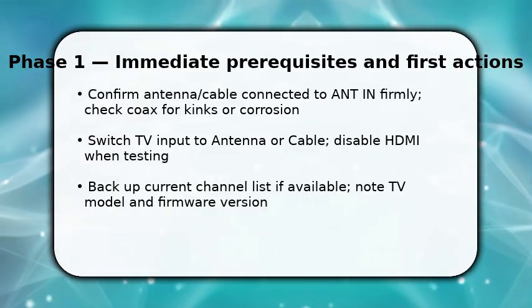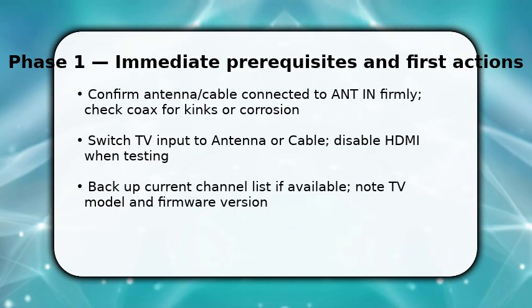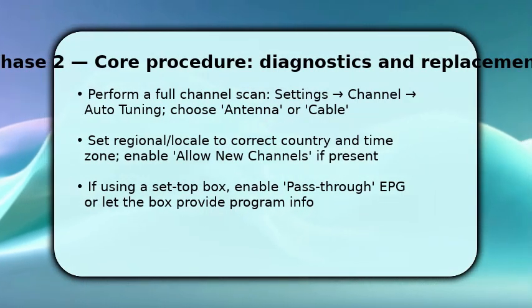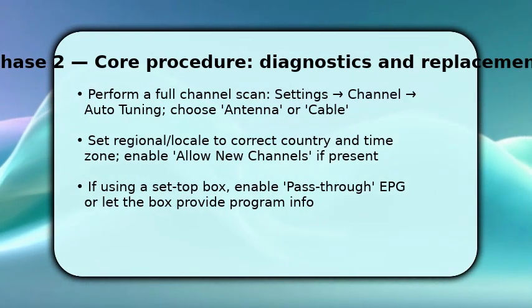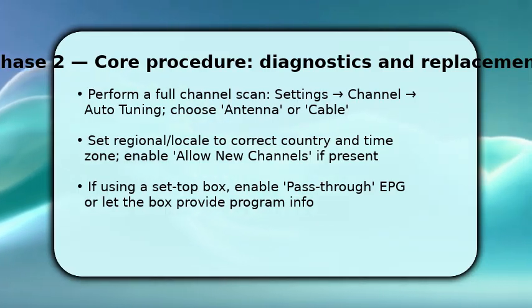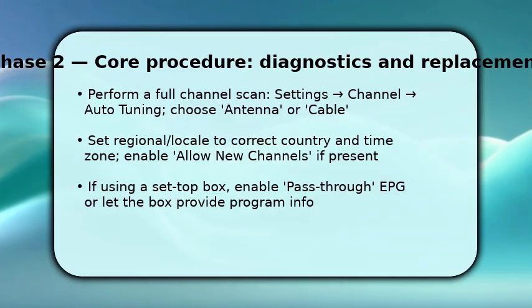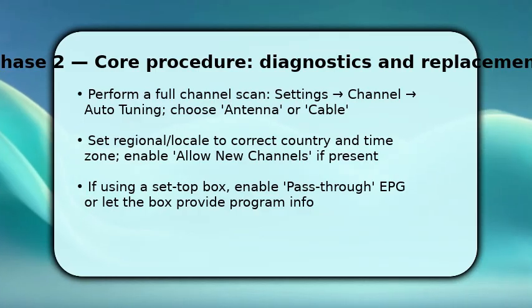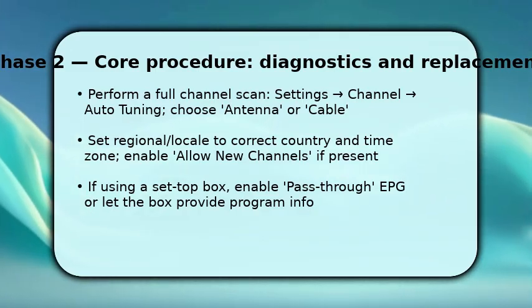Now you'll run a comprehensive scan and align the TV's metadata settings so program info can appear. Start a full auto-tuning scan and choose the correct source, antenna, or cable, then wait until it completes. Next, make sure region, country, and time zone match your location because the EPG depends on that data. If you use a set-top box or DVB device, set it to transmit EPG or switch to the box's guide.